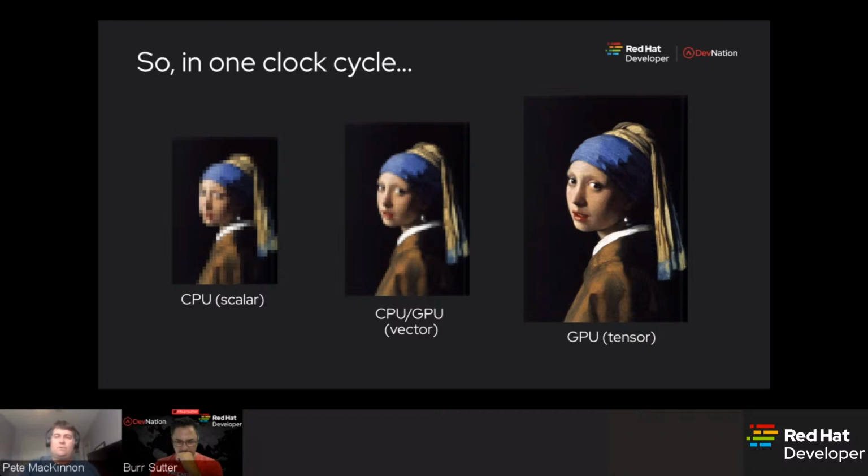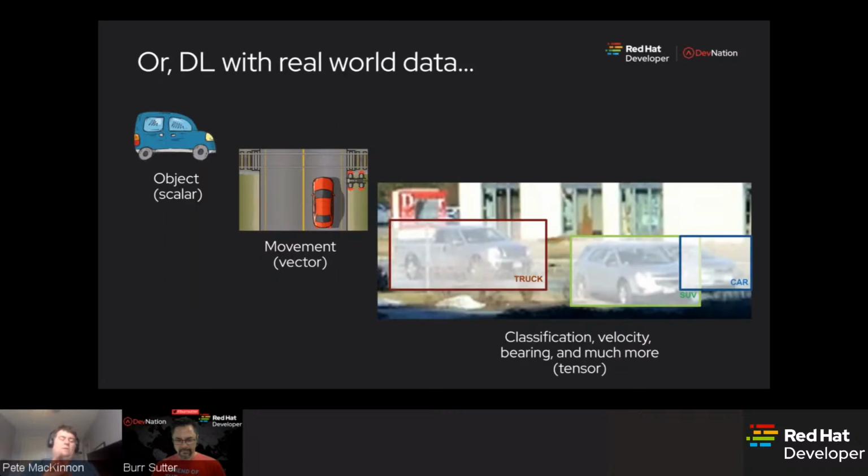So that's an image-based representation, which actually makes sense when you think of what GPUs were originally designed to do. But what about real-world data that we talked about earlier? With deep learning, with real-world data, if we think of scalar, vector, and tensors again, perhaps with scalars we can represent a single object, an automobile. With a vector, we can represent movement of that automobile. It has dimensions, but it's also traveling in a particular direction. In the tensor world, with that capability, the possibilities are basically endless.